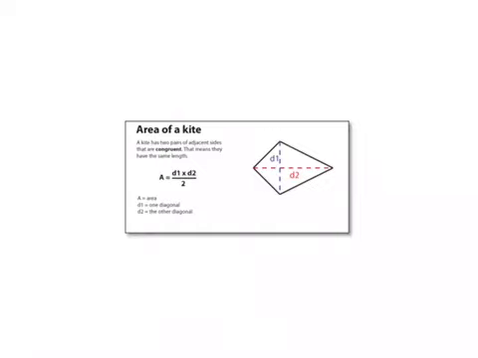So I hope that you've learned a little bit more about finding areas of trapezoids and kites. I believe we've covered all the quadrilaterals as well as triangles now at this point, and that's really all that we're going to do with finding the area.